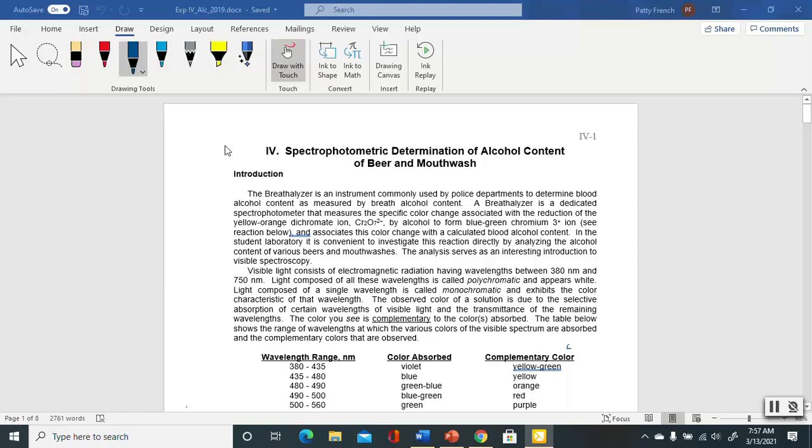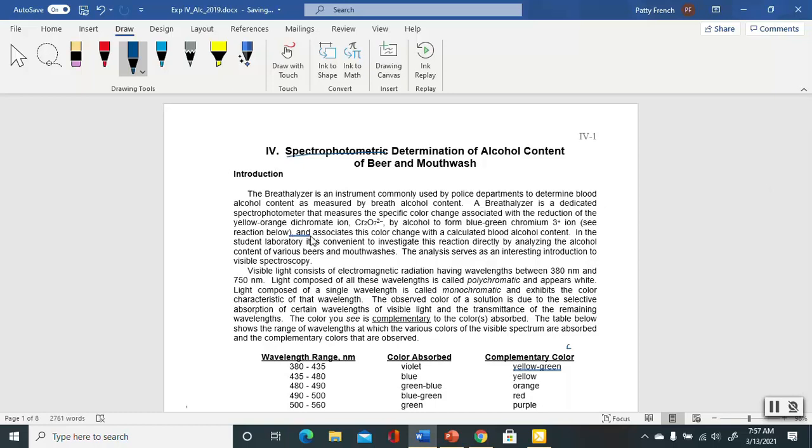Now, our samples are going to be liquid samples or aqueous samples, and we're going to be detecting the alcohol content by a change in color and measuring the intensity of the absorption of that particular color. So let's talk about this some.